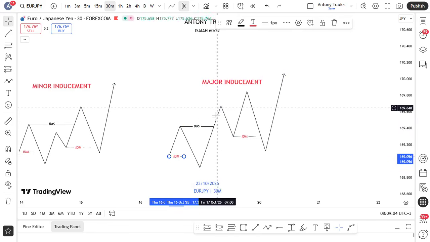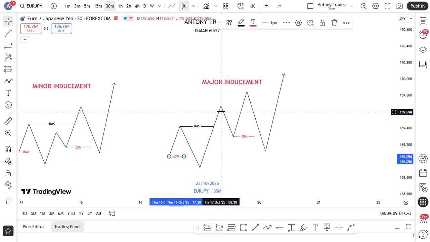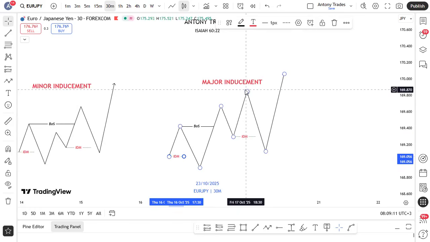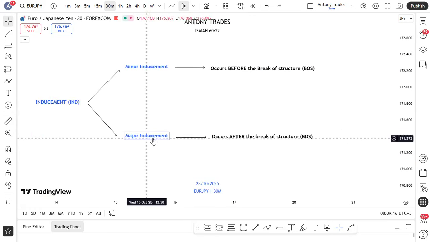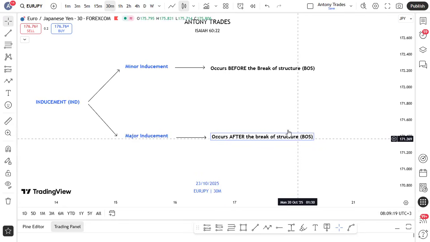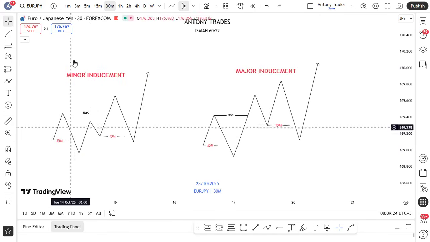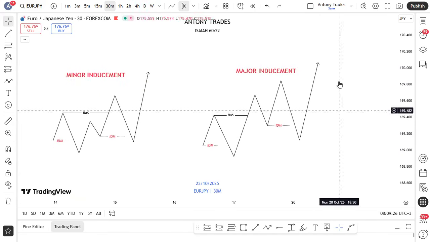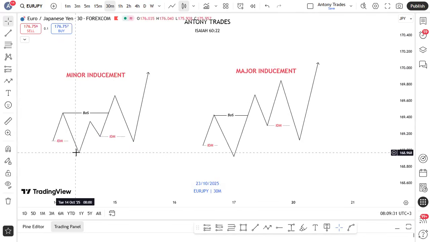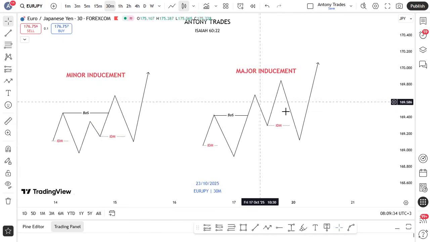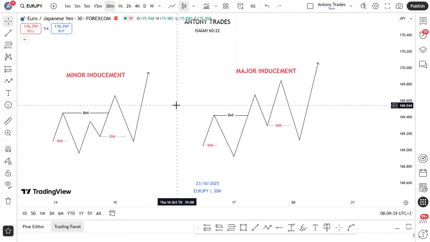There is no valid pullback, or in other words, there is no pullback. The only pullback that you can see is after the break of structure. And you know very well the major inducement now occurs after the break of structure. And guys, remember in my illustration here, I'm only showing the bullish scenario. So you will just do the same thing with the bearish scenario. You just apply the same concept.